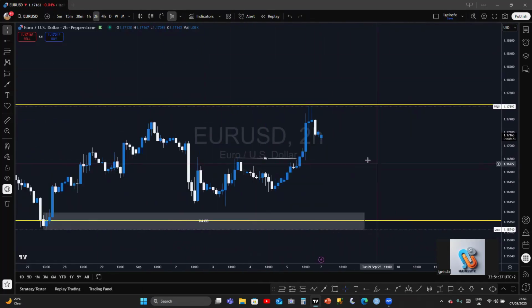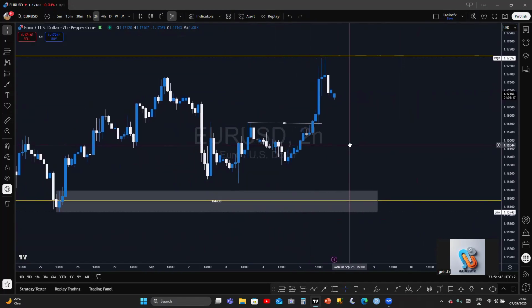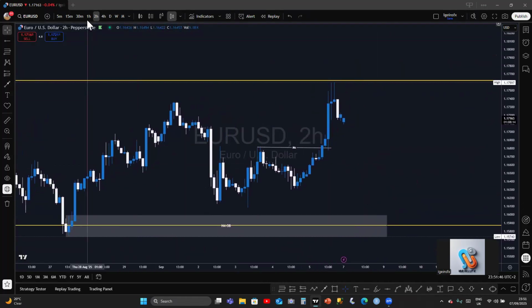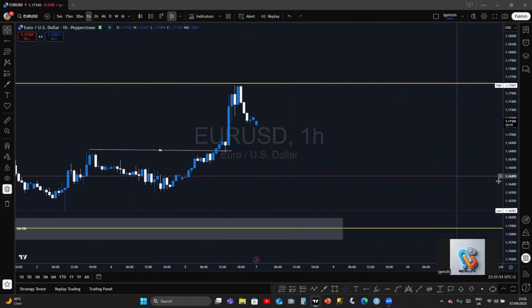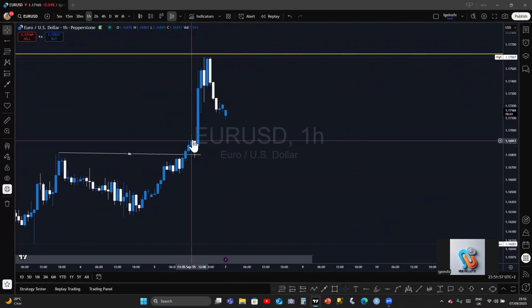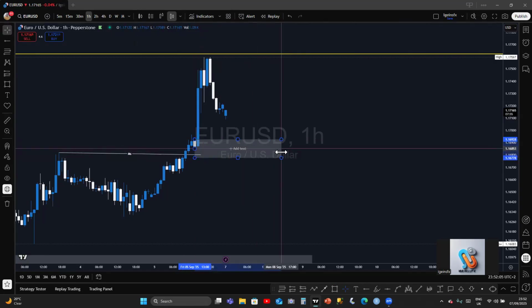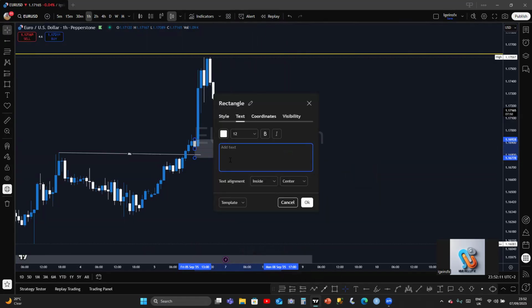So if you scale down to 2 hours, you see, scale down to 1 hour. You scale down to 1 hour. There's another block here. There's another block. H1 OB.